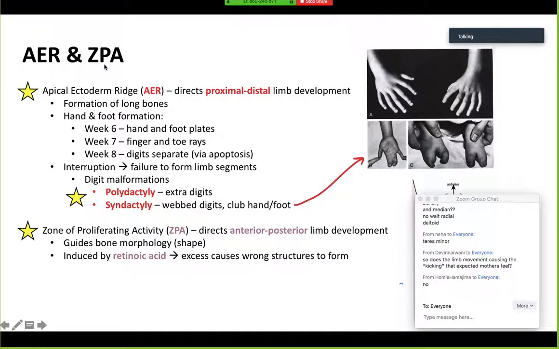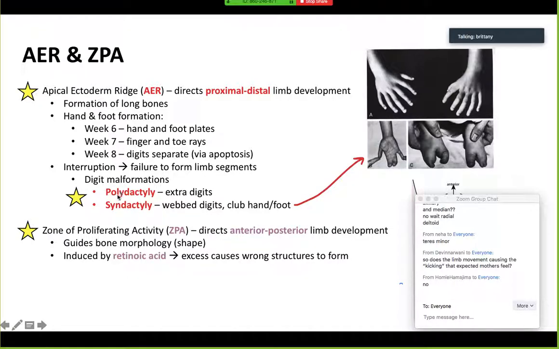Okay. I definitely remember a test question about the AER versus the ZPA. So what this is talking about is limb bud formation. So if you know that the AER directs proximal-distal limb development and the zone of polarizing activity directs anterior-posterior limb development, that should be good enough. So my trick here, ZPA: PA, posterior, anterior. So hopefully that helps.